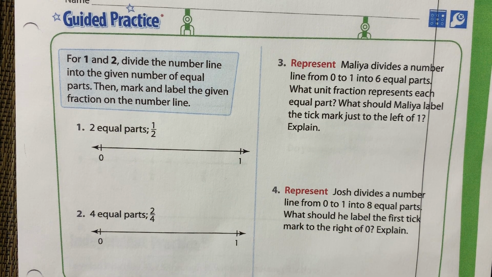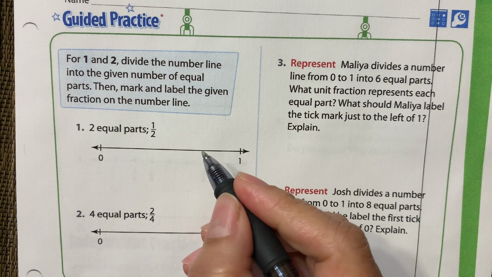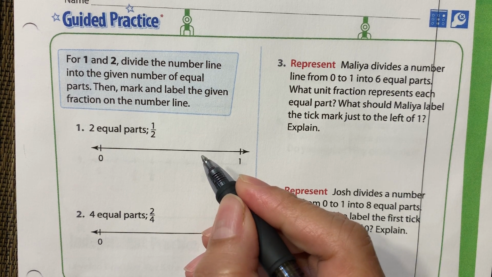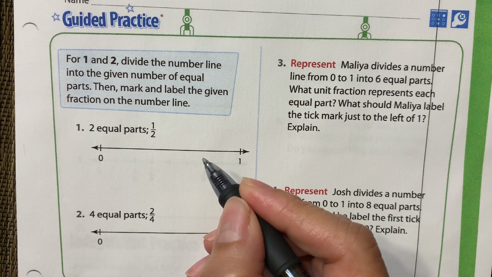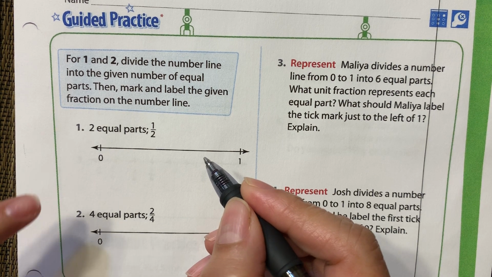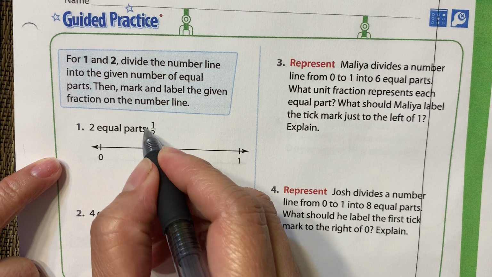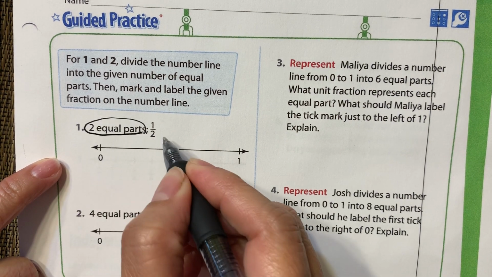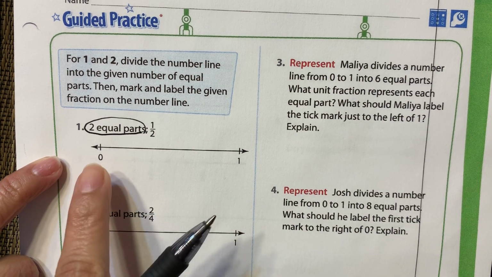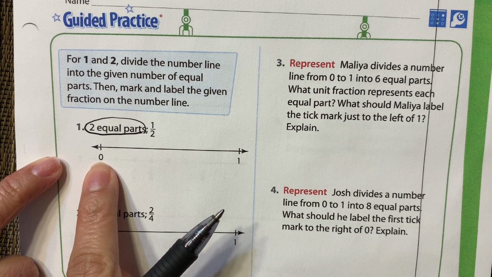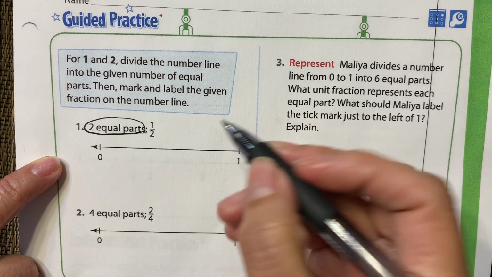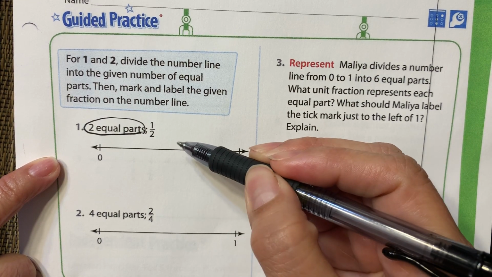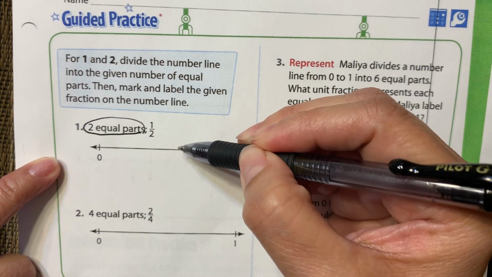And for number 1, it says, divide the number line into the given number of equal parts. Then mark and label the given fraction on the number line. This one says to divide it into 2 equal parts and find where 1/2 is. Our number line starts with a 0 and ends with 1, which means 1 whole. When I cut it in half, we're going to have to estimate where the half is.